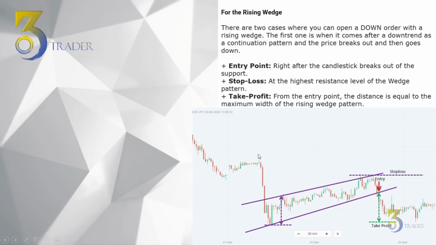So again, you do not measure flagpoles on wedges. You measure the widest wedge gap area, the widest point of the wedge, and then you apply that to the breakout, and that is your target. All right, so that's one case where you can open up a short on a downtrend with a continuation rising wedge.